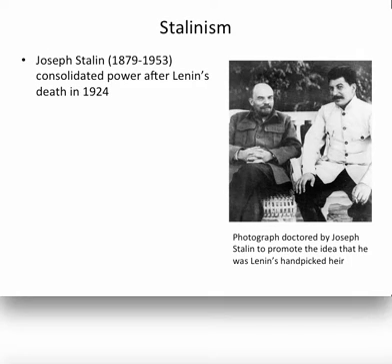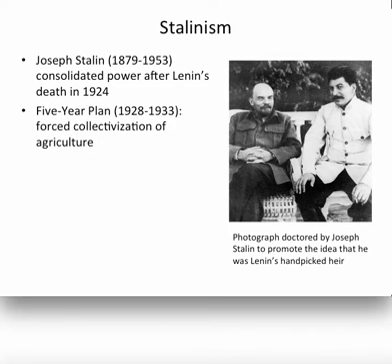Stalin presented himself as the hand-picked heir of Lenin. The photograph on the right was actually not real. It was something that was doctored and retouched by Stalin to make it look like he and Lenin were best buddies. And his PR campaign was successful. He became the dictator of the Soviet Union for almost 30 years.